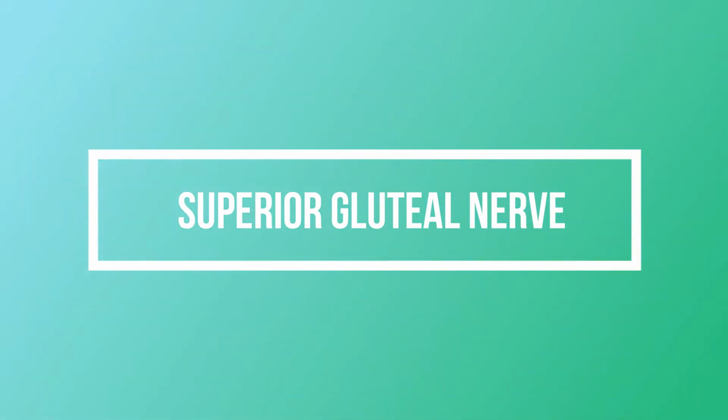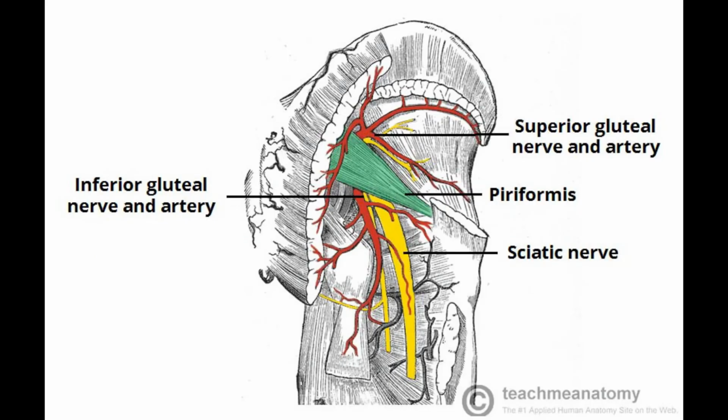Now, the next structure that can be affected is the superior gluteal nerve. It is also a branch of the sacral plexus. It enters the gluteal region from the pelvis through the greater sciatic foramen, above the piriformis. It runs between the gluteus medius and minimus, and it innervates the gluteus medius and gluteus minimus. If this nerve is injured, the muscles paralyzed are the gluteus medius and the gluteus minimus.